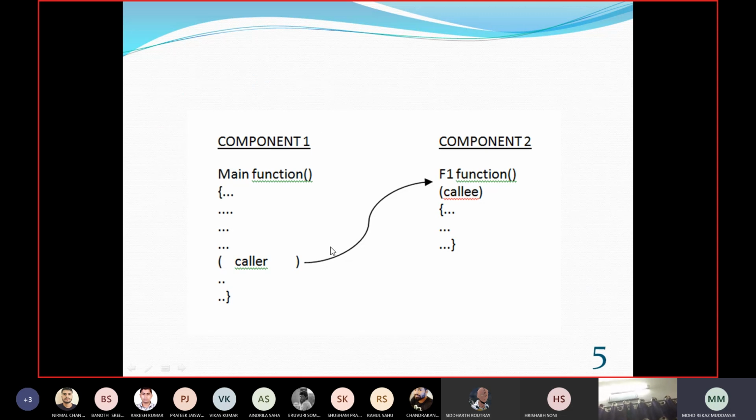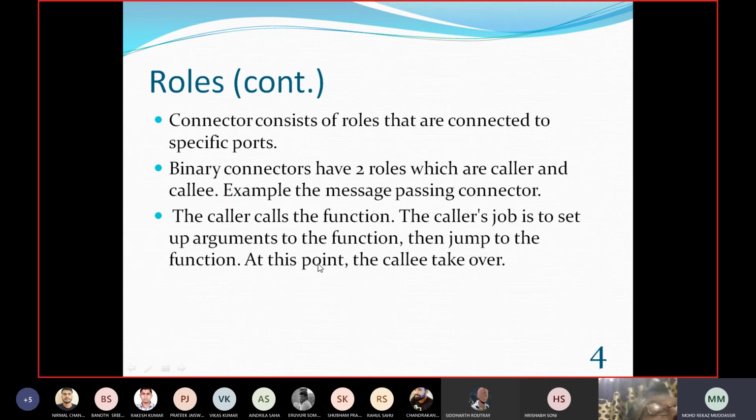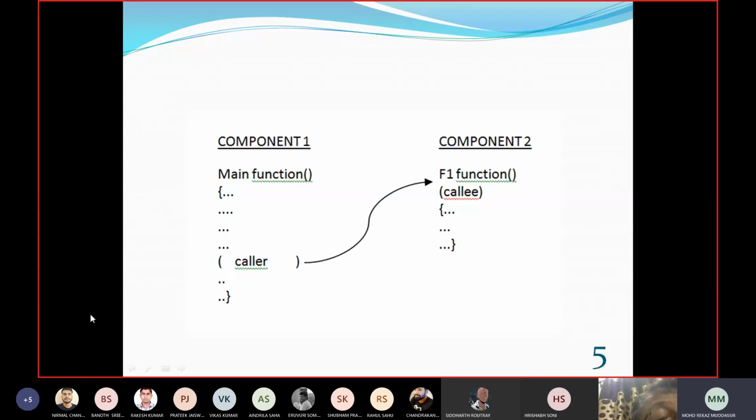Like we have a first component and a second component. Let's say in the first component we have our main function. In the second component we have a function named f1. In the main component we have lines of code, and after that a procedure call, so it acts as a caller. The caller calls the function, and after calling the function, we get transported to component two, and after that the callee takes over.